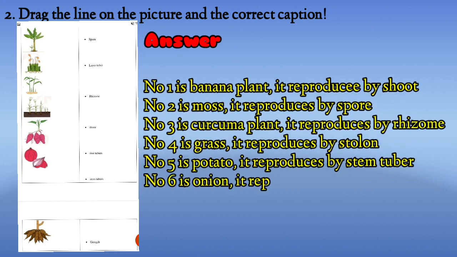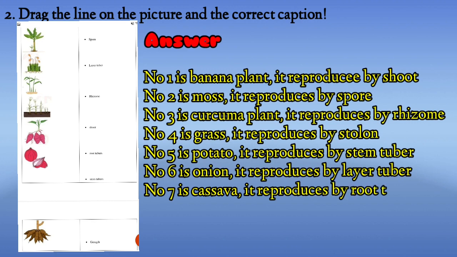It reproduces by spore. Number 3 is curcuma plant. It reproduces by rhizome. Number 4 is grass. It reproduces by stolon. Number 5 is potato. It reproduces by stem tuber. Number 6 is onion. It reproduces by layer tuber. And the last is cassava. It reproduces by root tuber.